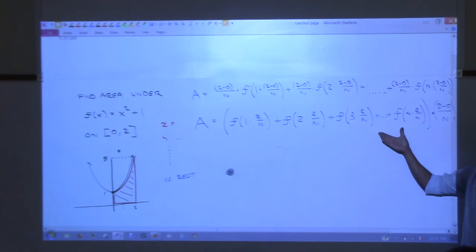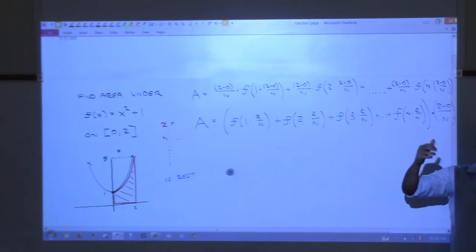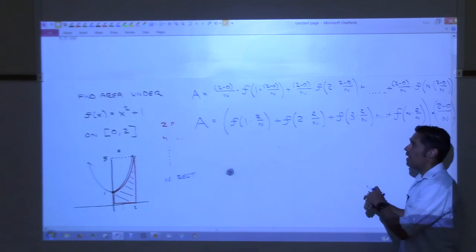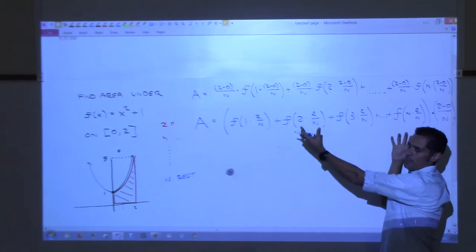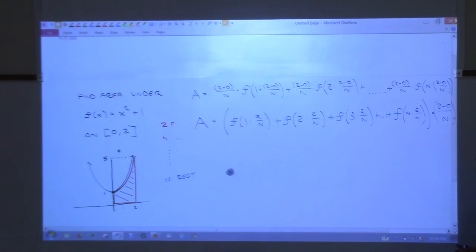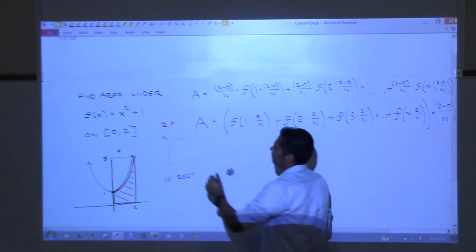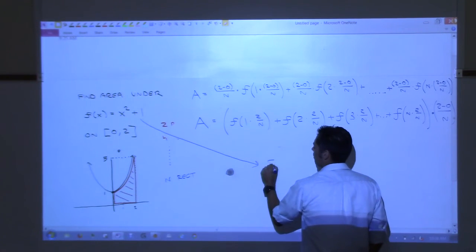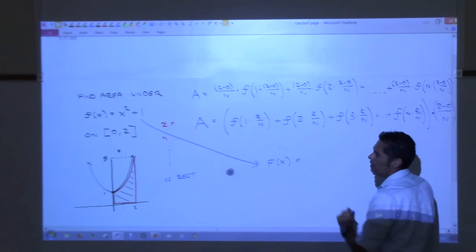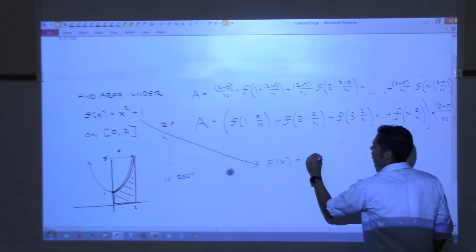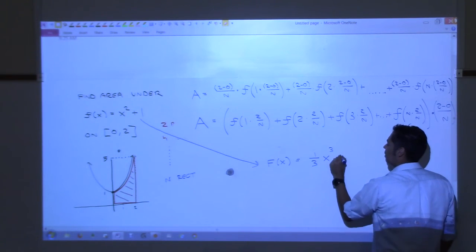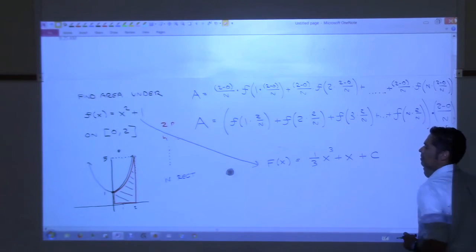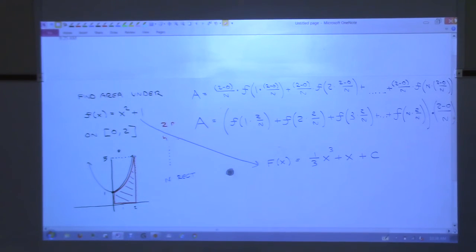This becomes very hard to do, especially if I want the number of rectangles to go to infinity. If I want the number of rectangles to go to infinity, then how do you do it? It's like an infinite sum, isn't it? Well, check this out. This is kind of mind-blowing. What's the antiderivative of that function? 1/3 x cubed plus x plus c. Now somehow, some way, okay, great, that's there, but what's the use of it?